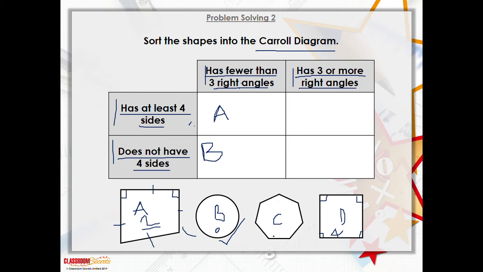If we look at shape C, does it have at least 4 sides? Well, hang on, it's got 1, 2, 3, 4, 5, 6, 7 sides. It can't go in that box here. It doesn't have 4 sides. Has fewer than 3 right angles? Well, C has 0, so it must go into here. If we look at D, has at least 4 sides? Yes, definitely. We've got 1, 2, 3, 4. Has it got fewer than 3 right angles? No, it's got 4. Has it got 3 or more right angles? Yes. So D must go in this box here.